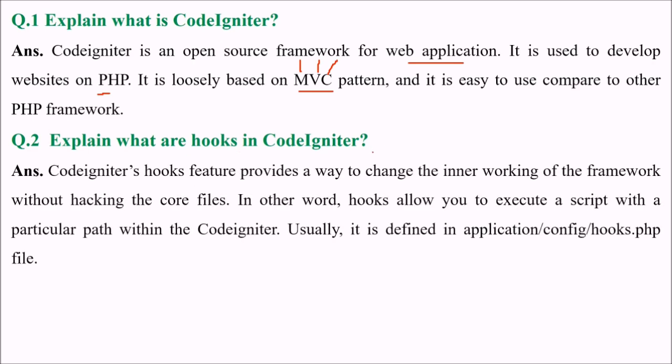Explain what hooks are in CodeIgniter. Hooks are features by which you can change the inner working of the framework without even touching or hacking the core files. Hooks allow you to execute a script with a particular path within CodeIgniter. And if you want to find out where you can do it, it is in application, config, and hooks.